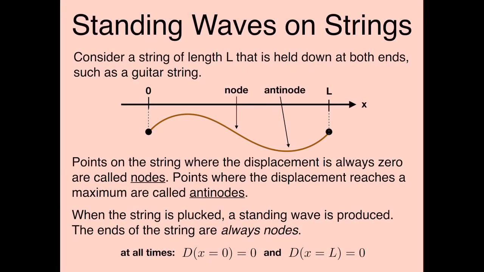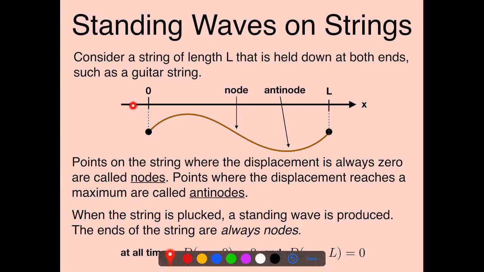Okay, so for the rest of this video, we're going to be talking about standing waves on strings. So the general idea is we have some kind of string, it has a length of L, and it's held down at both ends. So this is the kind of thing you would see on a guitar, or on a violin or a cello. Any kind of stringed musical instrument, this is essentially what we're dealing with.